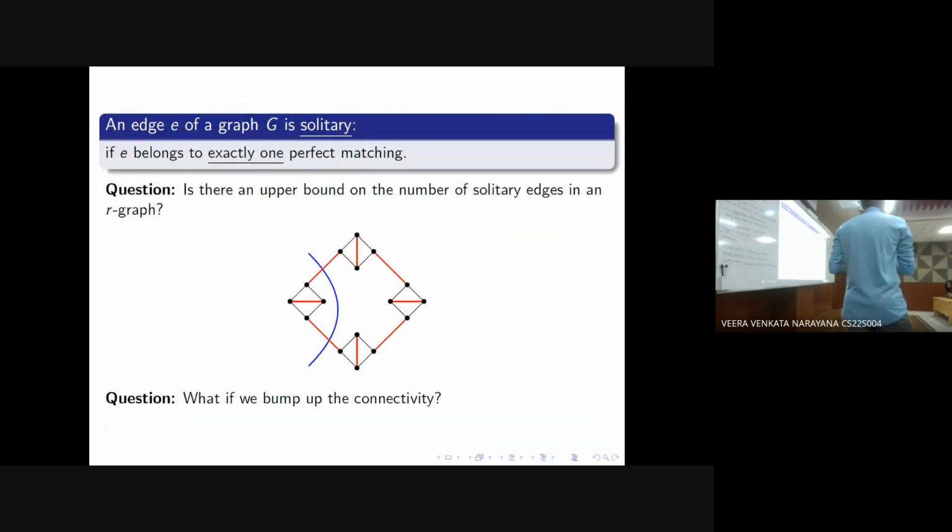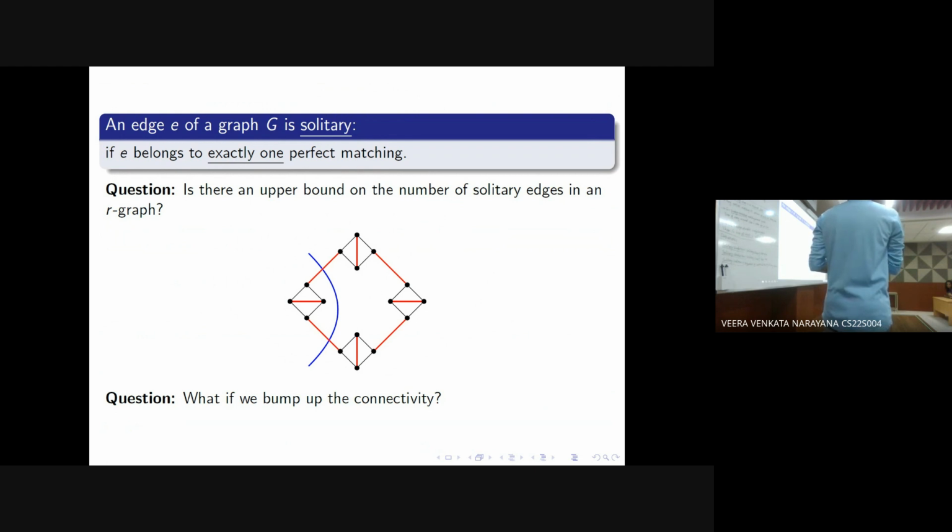But if you observe carefully, there is a small cut here. It's an even 2-cut. Even means on both shores there is an even number of vertices, and the cardinality of the cut is 2. So an immediate question we can ask is, what if we bump up the connectivity? Instead of studying R-regular graphs, what if we study 3-edge-connected R graphs?